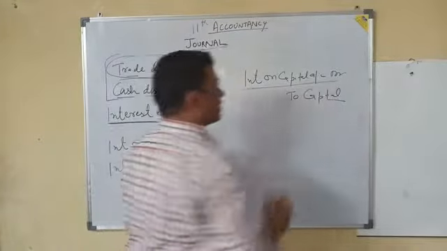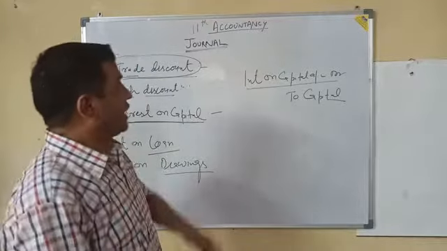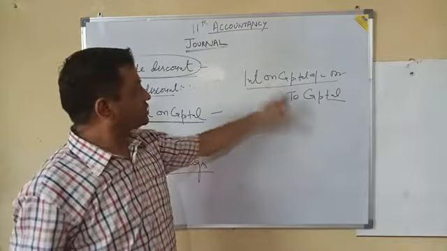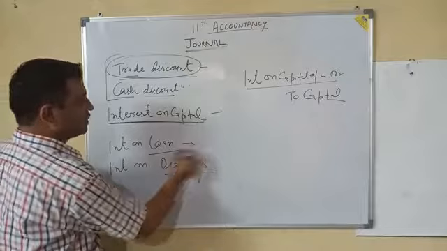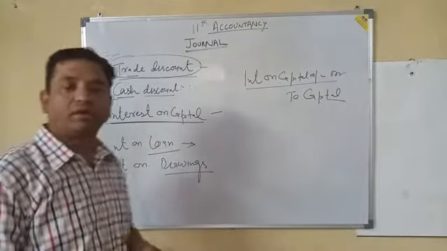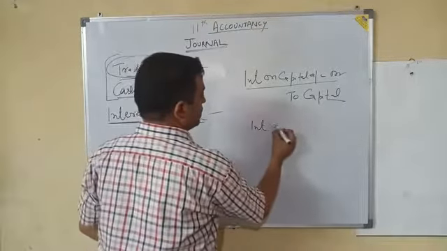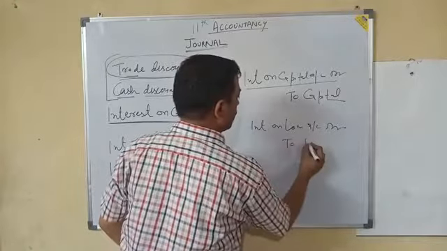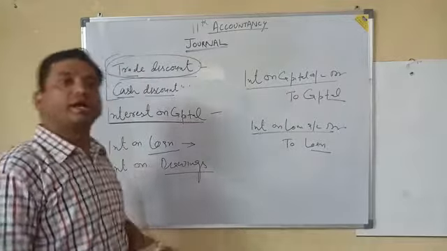And why have we debited interest on capital? Because interest on capital is an expense for the firm, and according to the rule of nominal account, it is debited. And because of this, capital will increase, so it will be credited. Come to interest on loan, same treatment. If we have taken a loan from any bank or any individual and we have to pay interest on that, then the entry is interest on loan account debit to loan. Loan will increase and interest on loan is an expense.